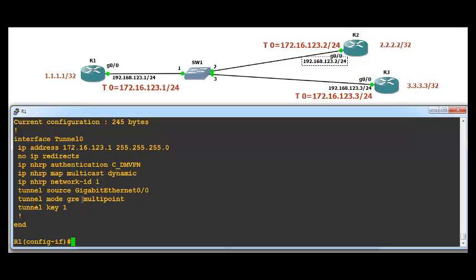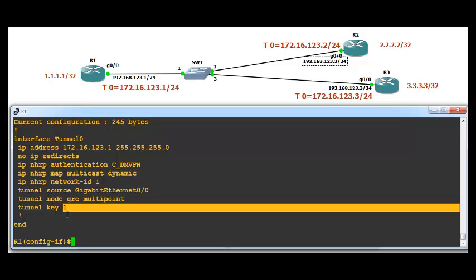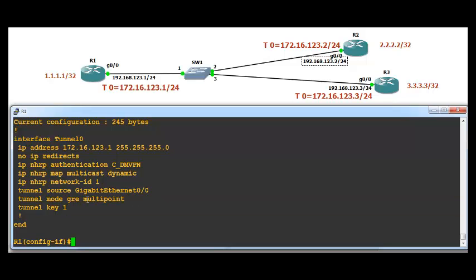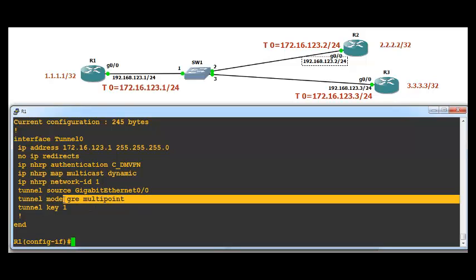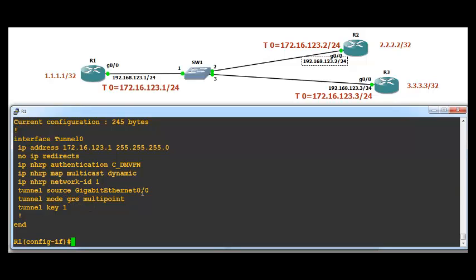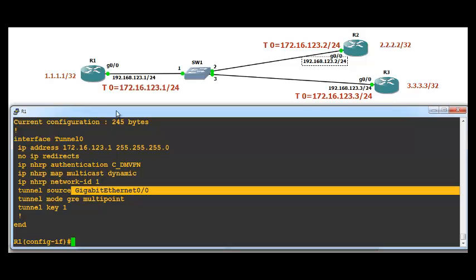and they need to come from this network group. NHRP group is 1, tunnel group is 1. They should come from here. And the mode is mGRE. You know the reason why we need this: in order to enable DMVPN. And this is the physical interface through which all this negotiation shall happen. Is this clear? Yes, sir, it's clear, sir.